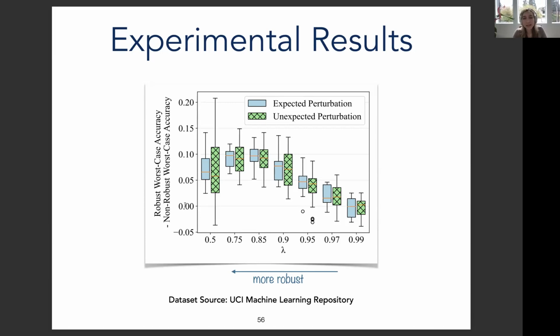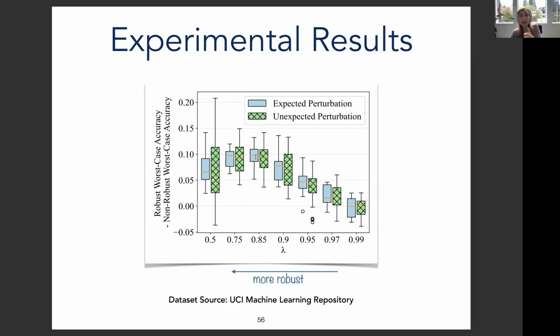What we see is that for most of the range of lambda, we have an improvement over non-robust trees, right? That's actually relatively high, up to 10 percentage points on average. We also see that across all data sets, there seems to be a consistent choice of lambda that is quite good, somewhere between 0.75 and 0.85. So we can safely make that choice.